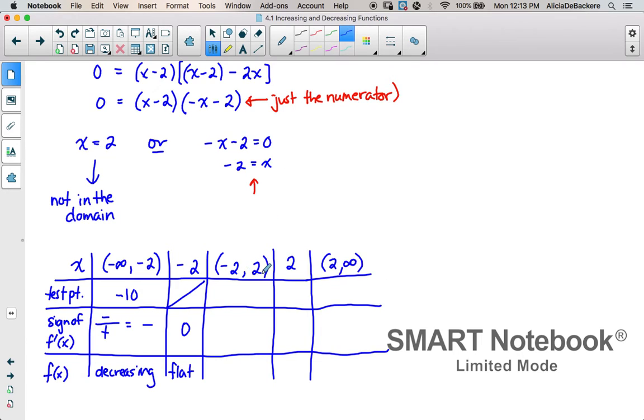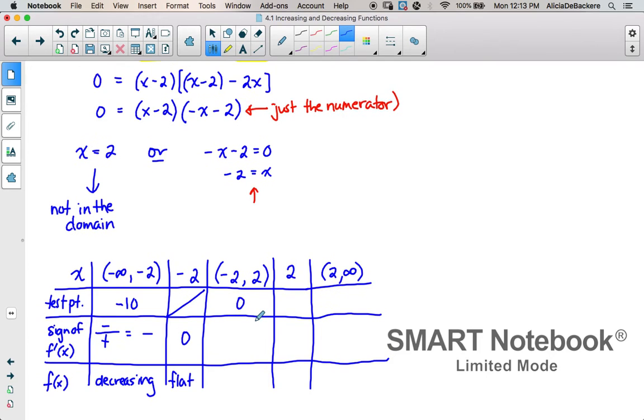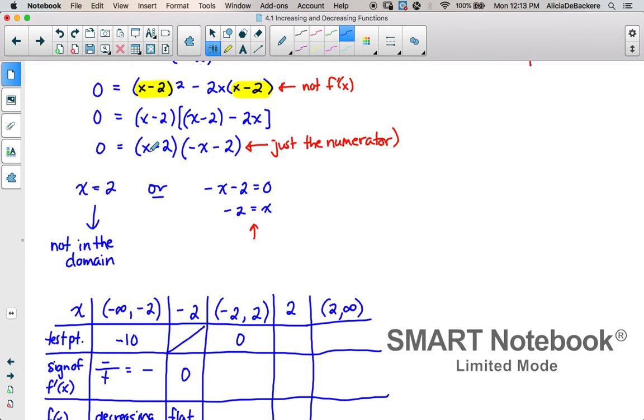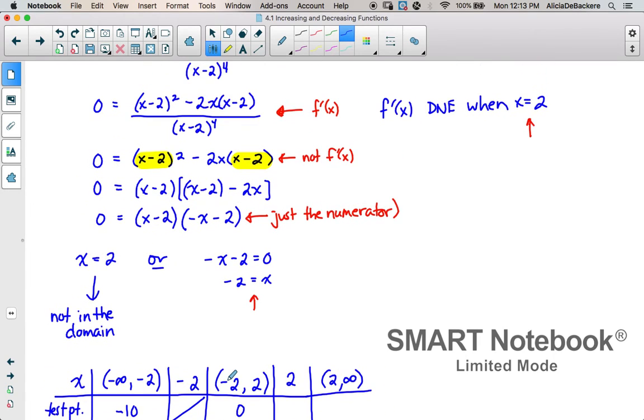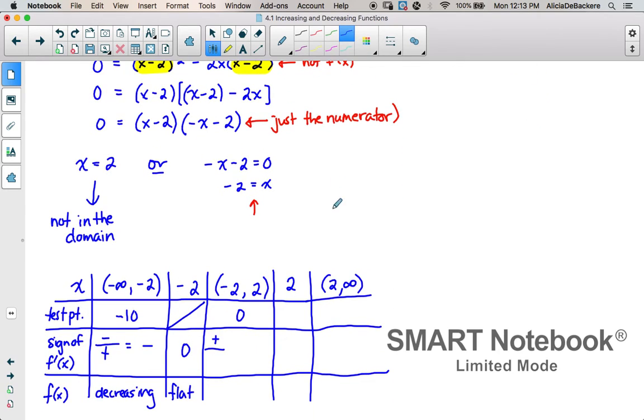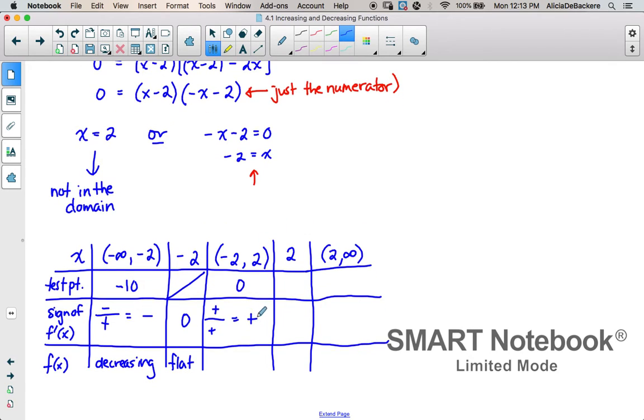All right, next up we're going to pick a number between -2 and 2. I always like to pick 0 when I can. So again, investigating just the numerator here, I'm going to get 0 minus 2, so -2 times -2. That gives me a positive. And again, the denominator is always positive because here I'm going to have a negative number to the power of 4. And so overall I have a positive. And a positive derivative tells me the slope of the tangent is positive. So that tells me that my graph is increasing.